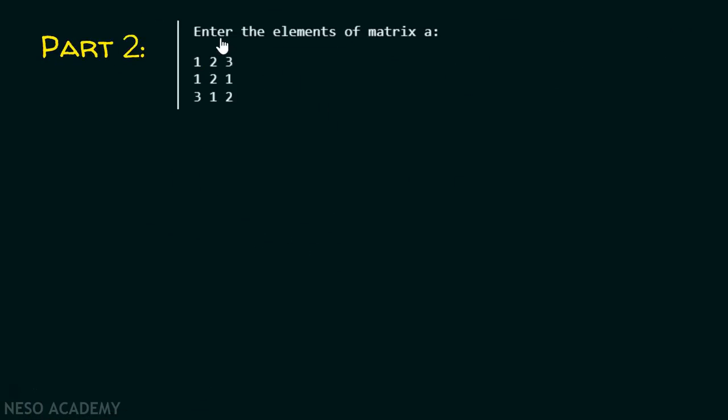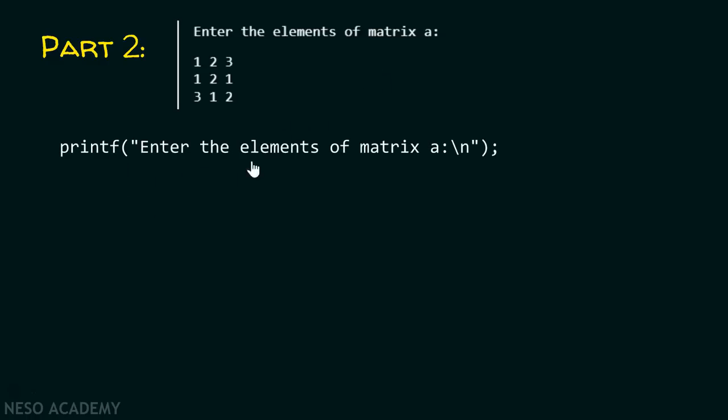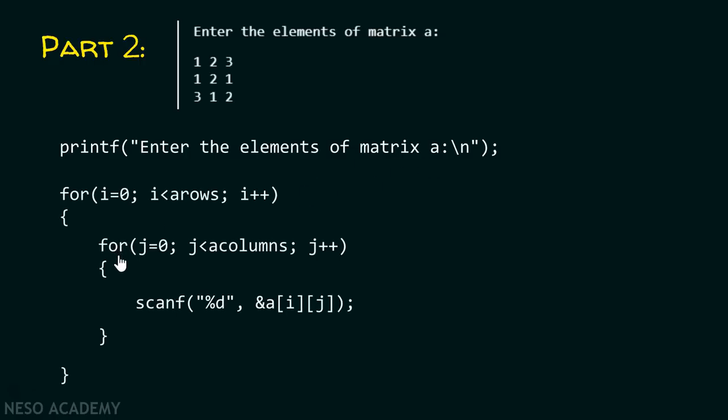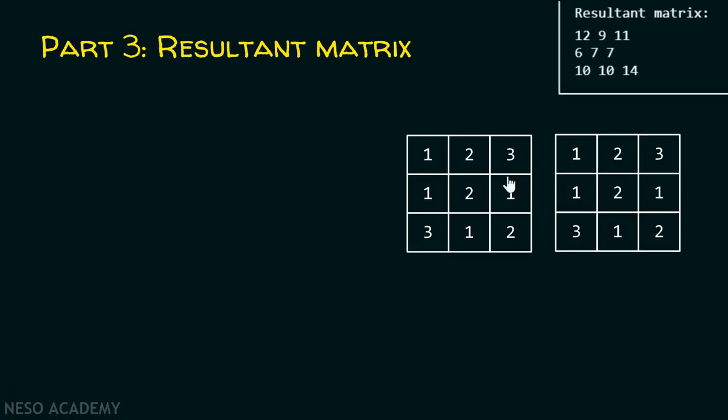In part 2, we will ask the user to enter the elements of matrix A and B. I will explain this process for matrix A. The same process is applicable to matrix B as well. We will first ask the user to enter the elements of matrix A, and with the help of two for loops, as we already know, we can input the elements which are entered by the user inside the matrix A. This is very simple to understand. I have already explained this process in the previous lectures, so it is not very difficult to understand. Okay. Now let's see part number 3, which is the most important part.